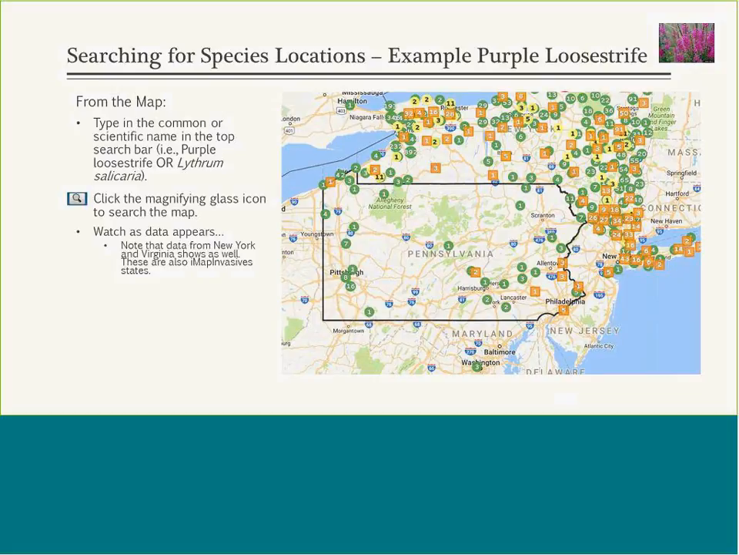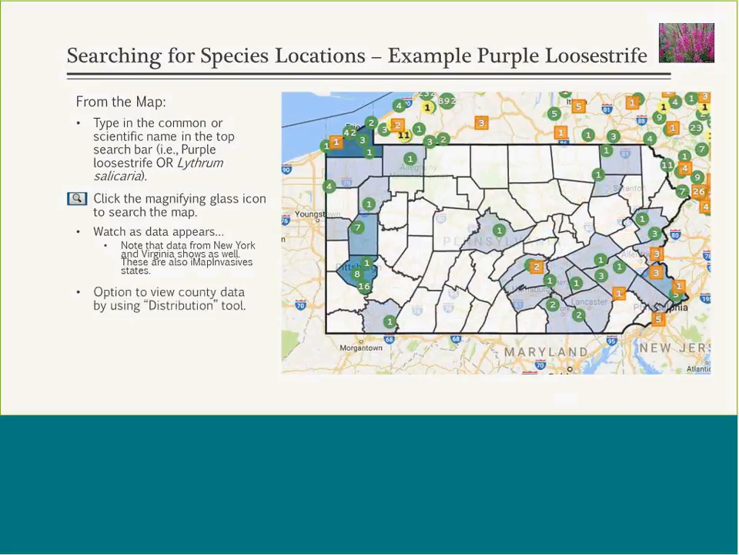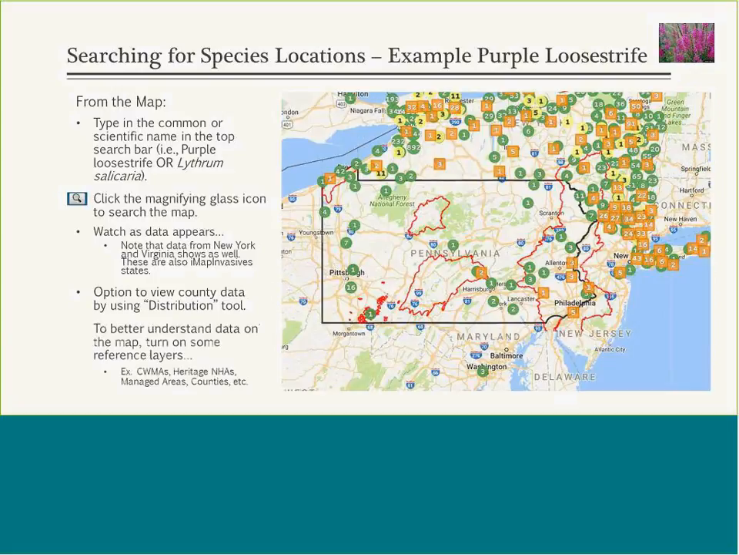And you'll notice that it's not just Pennsylvania data that shows up. Because we're surrounded by other IMAP states, including New York and Virginia, data for that species is also going to show up as well. And so you can kind of use that for your purposes. If there's something that's near a state line and you're managing this species, it's probably really important for you to know that it is that close by, and that's something to keep in mind. So again, you can view that information by using that county tool that we talked about just a little bit ago in the distribution section. So it highlights those counties that are being impacted, and it really draws it out a little bit better.